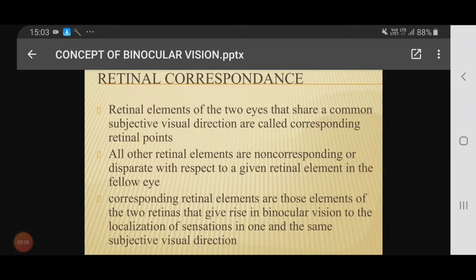Retinal elements of the two eyes that share a common subjective visual direction are called corresponding retinal points. That means the visual direction of the right eye and the left eye should match with each other. If it matches, then those retinal points are called the corresponding retinal points.